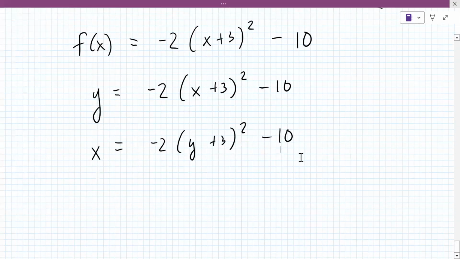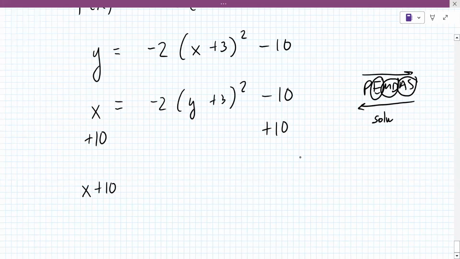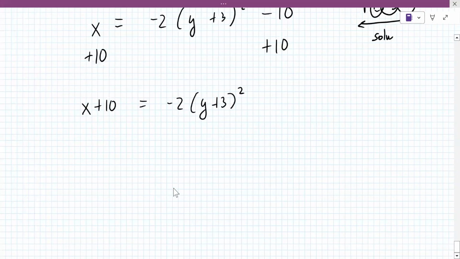And this is, I guess, probably much more challenging than the previous ones, but maybe you remember, and it comes from PEMDAS, but you're going the other way because you're solving. So you undo addition and subtraction before multiplication, division, before exponents. Would you add 10 to both sides first? Yes. Okay, so this is x plus 10 equals negative 2 times y plus 3 squared. Next, would you, wait, I don't know. You would undo this multiplication by negative 2. You would divide both sides by negative 2.